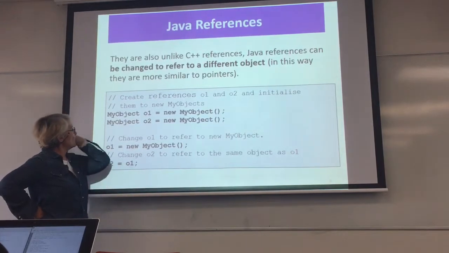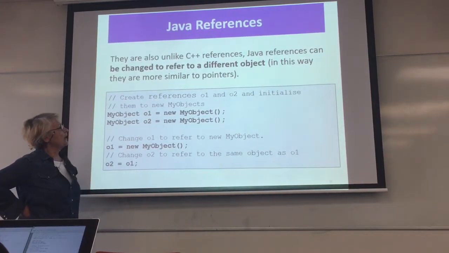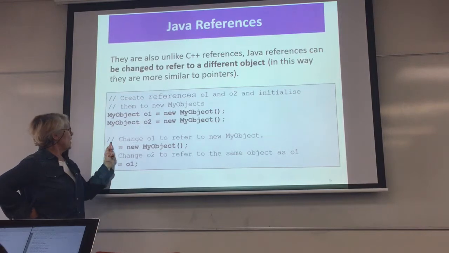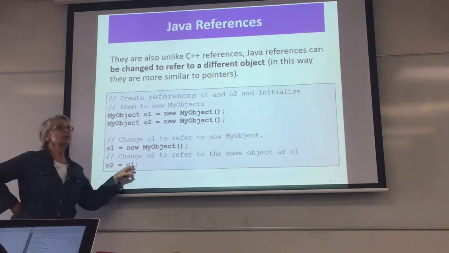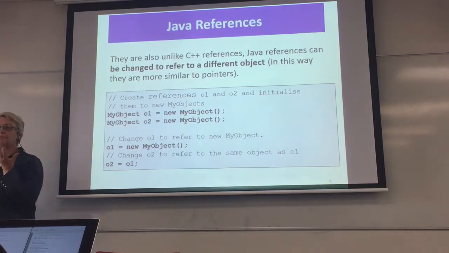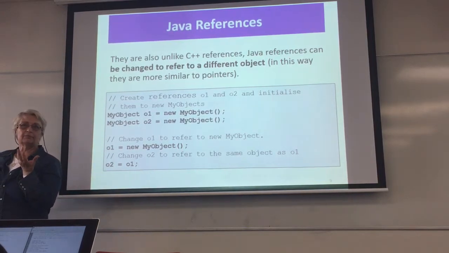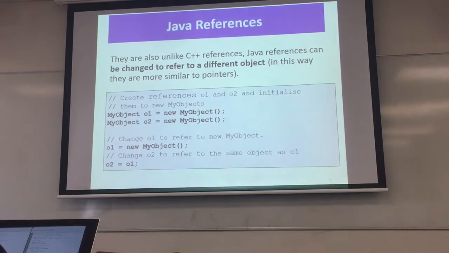Now we can reset O1. O1 is reset to point to something else. And here O2 is reset. In C++ you can't reset references, but in Java you can. Okay? So be aware of this. And of course the syntax is totally different. In Java we don't have syntax with ampersand as we have in C++ for references.